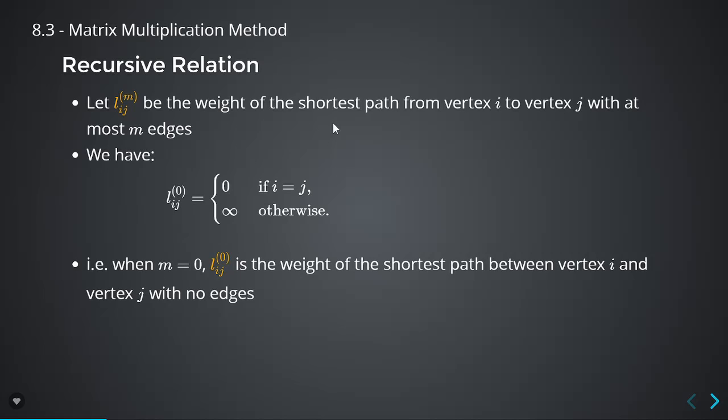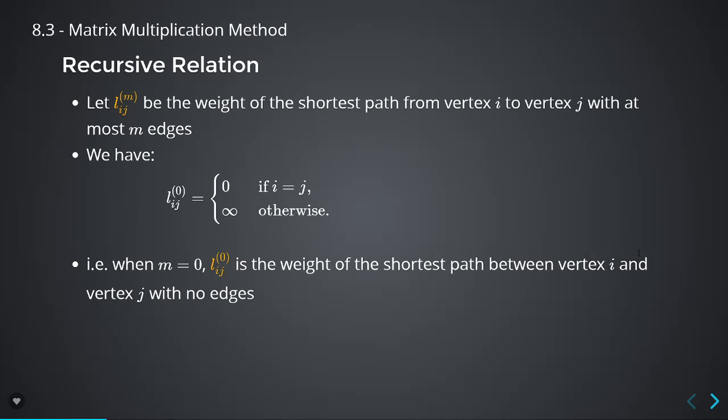Maybe you can try to get used to the notation by thinking what L_ij^(0) is. Well, this is the weight of the shortest path from i to j using at most 0 edges. Can you go anywhere with 0 edges? No, you can't. So the shortest path is going to be 0 if i is equal to j. You don't have to go anywhere. Or if i and j are not the same, then the shortest path is going to be infinity because you can't actually go there with 0 edges.